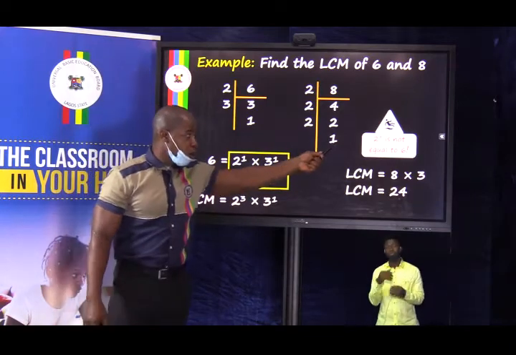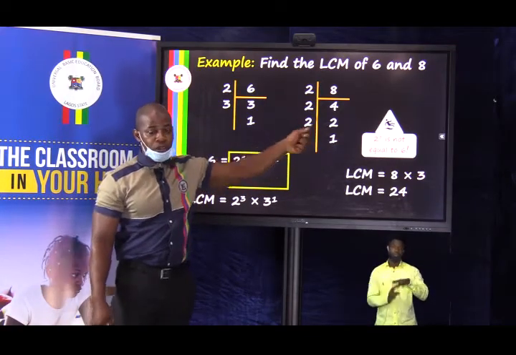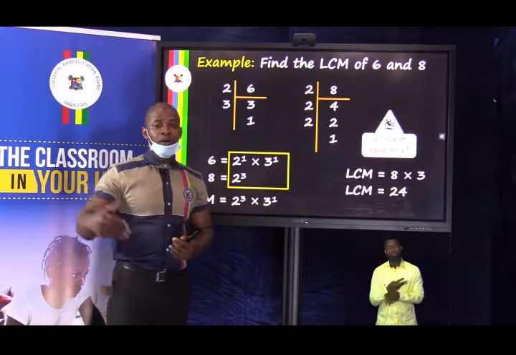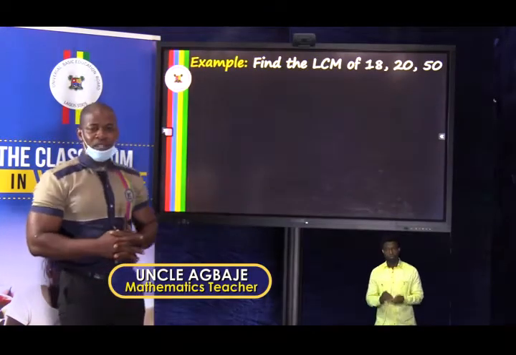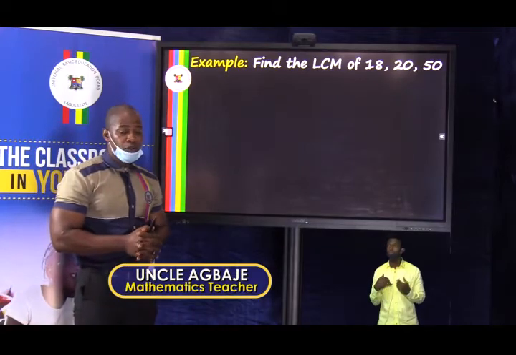Now I'll take that again. When you have 2 and you have a 3 on top of it, it's not 2 times 3. It is 2 multiplying by itself 3 times. Yeah, this one has 3 numbers to find the least common multiple of, and it's possible.